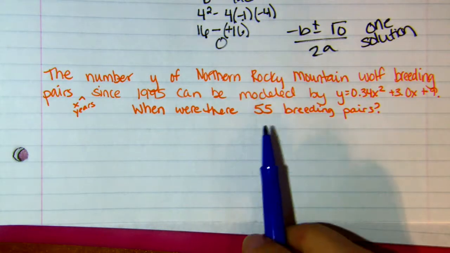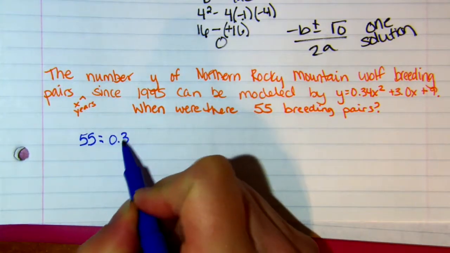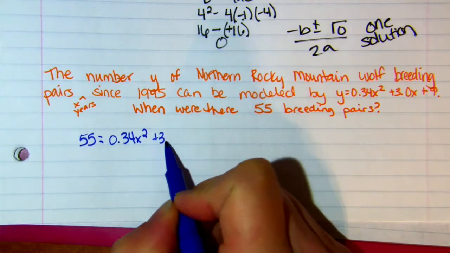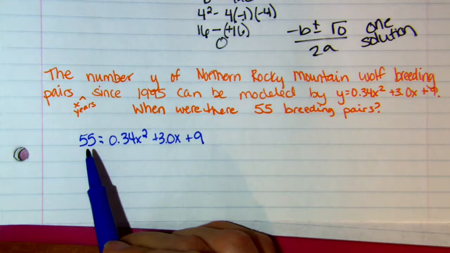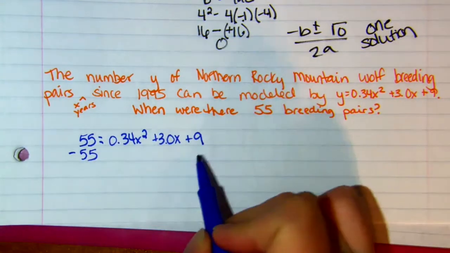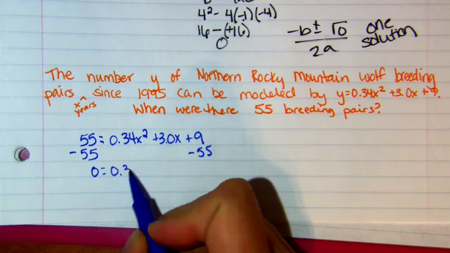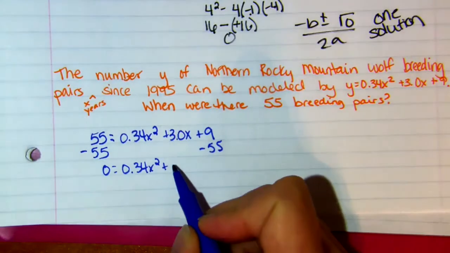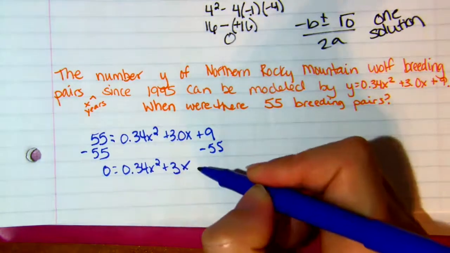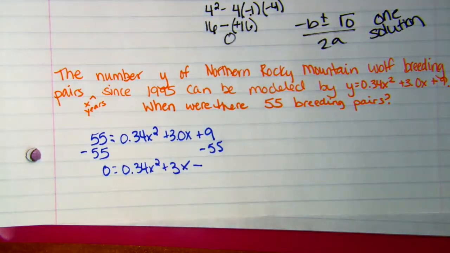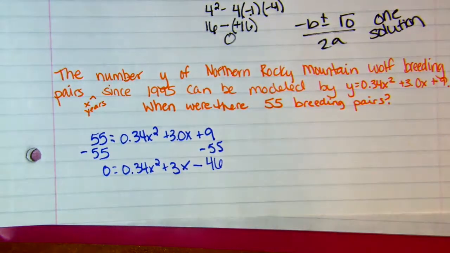So what we have here, we want to know when were there 55 pairs. So y is 55. And when I do this, we have a small problem. Look, we're not equal to 0. So the first thing we have to do is subtract 55 from each side, so we get 0 equals 0.34x squared plus 3x, and then 9 minus 55 is going to be negative 46.